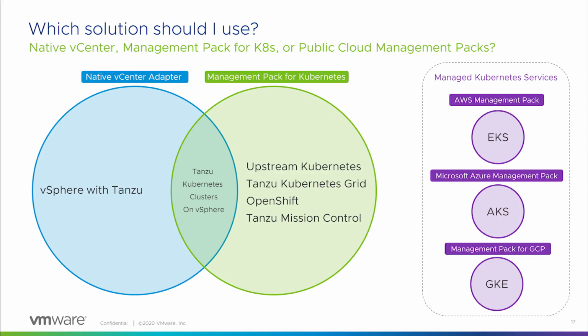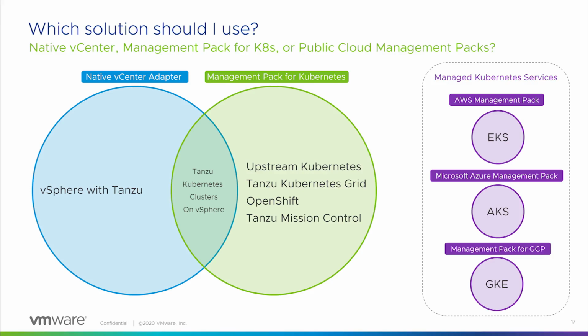I also want to point out that if you're running Tanzu Mission Control, the management pack for Kubernetes will work with that as well. So if you deploy a Tanzu cluster in AWS running on top of an EC2 instance, we can automatically pull that into vRealize Operations. It's really cool. And that's really the big difference between the native vCenter adapter and the management pack for Kubernetes, at the very highest level.